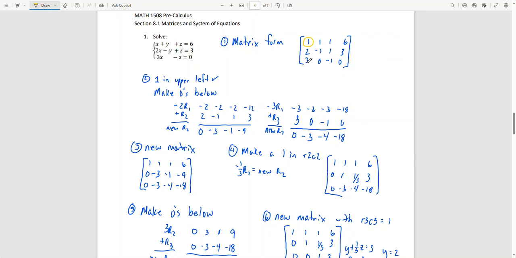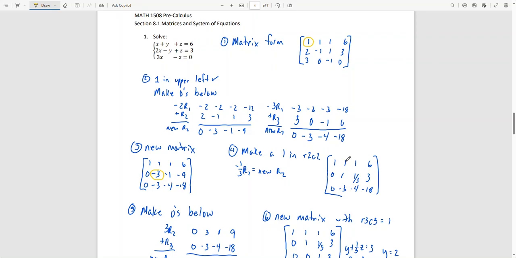Also, we want to make a 0 here, so I'll multiply negative 3 times row 1, add it to row 3. 0, negative 3, negative 4, negative 18. Our new matrix using our row 1, and our new row 2 and new row 3. Next step, I want to make this a 1. If I want to make that a 1, I'm going to divide it by a negative 3.